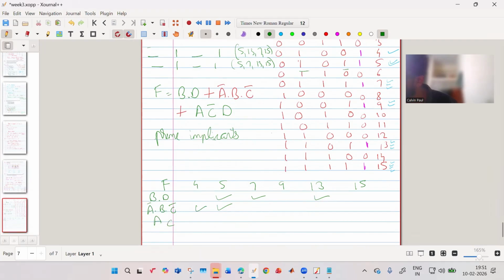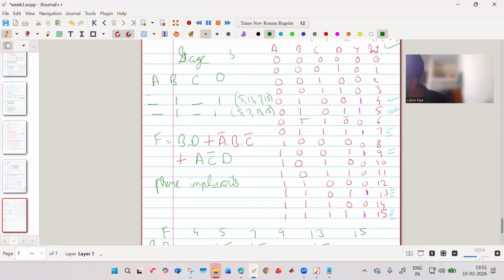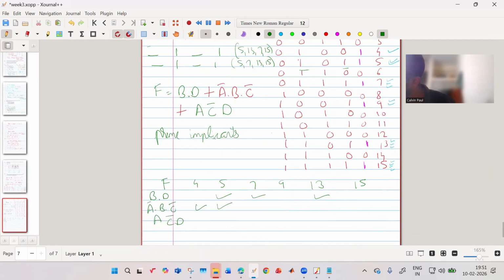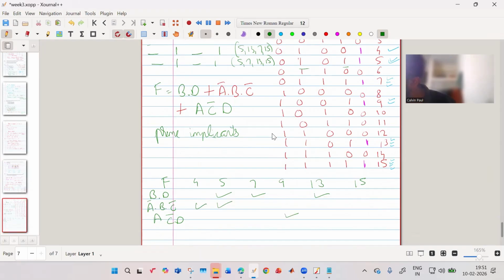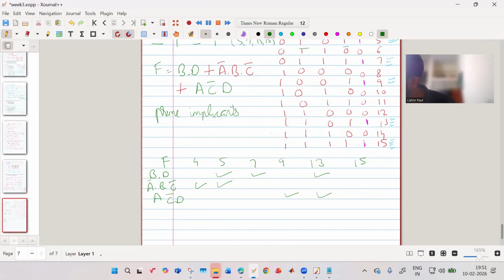Next is A, C bar, D. You have A is 1, C bar and D. So is it true for 9? Yes, it is true for 9. Is A, C bar, D true for 13? Yes. Is it true for 15? No, it is not true for 15. What is true for 15 then? B and D is true for 15. Okay.